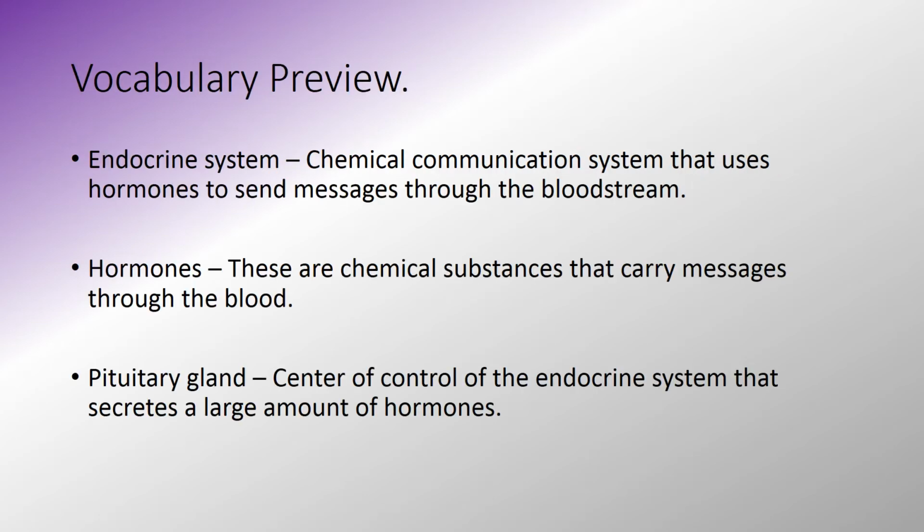Some vocabulary. The endocrine system is a chemical communication system that uses hormones to send messages through the bloodstream. Hormones are chemical substances that carry messages through the blood. And the pituitary gland is the center of control of the endocrine system that secretes a large amount of hormones.